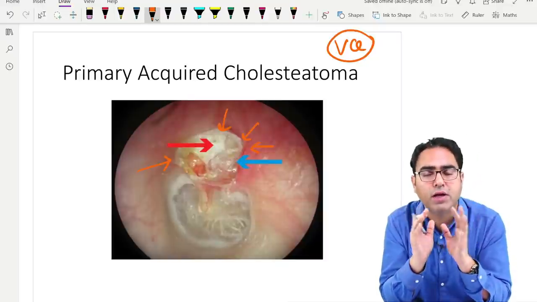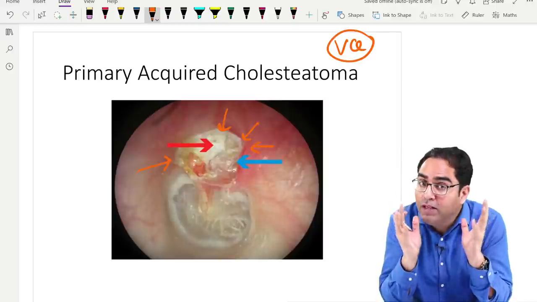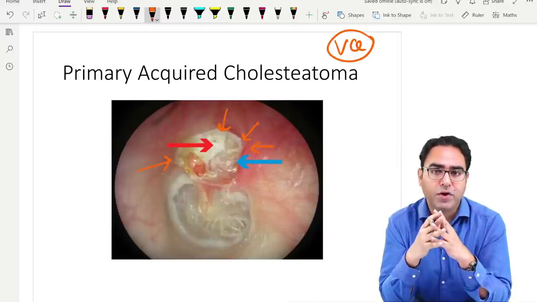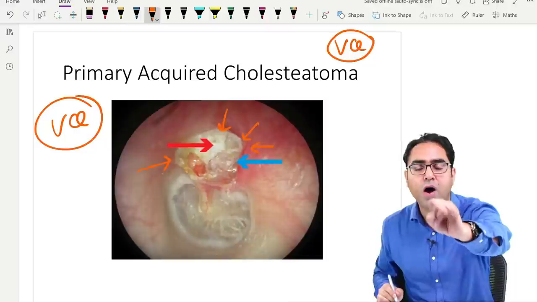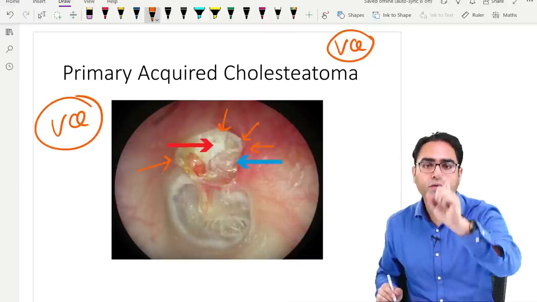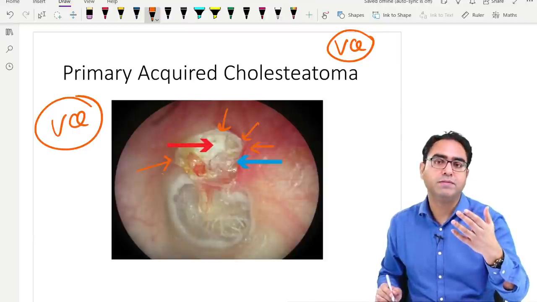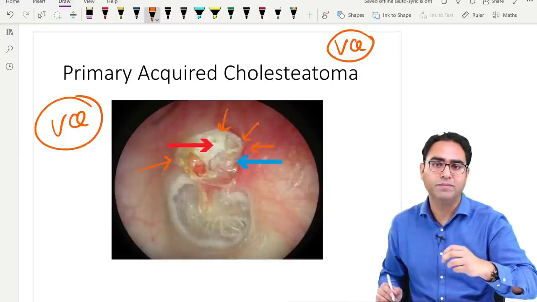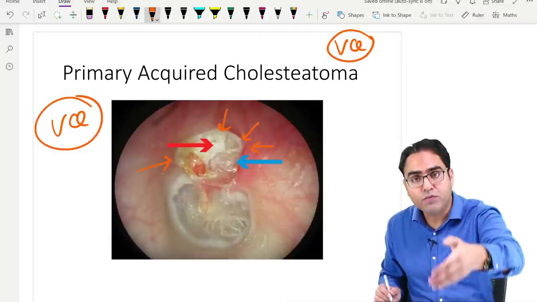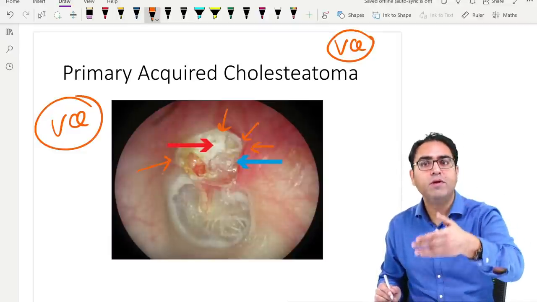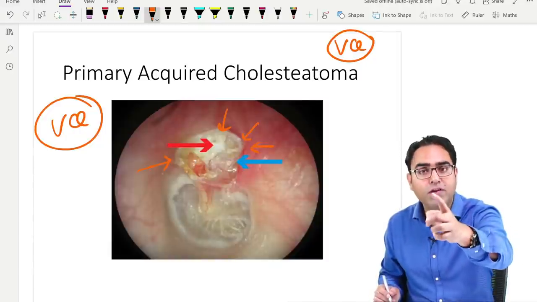How to identify it for the exam? If you see pearly white mass in the upper part of tympanic membrane or middle ear, please mark it primary acquired cholesteatoma, beta. This is already a visual question of the NEET PG. This patient will be having foul-smelling blood-stained ear discharge. Foul-smelling blood-stained ear discharge is a definite clue for the cholesteatoma, beta. Cholesteatoma is unsafe CSOM, also called atticoantral CSOM. What is cholesteatoma? Skin in the middle ear. What is the color of cholesteatoma? Pearly white.